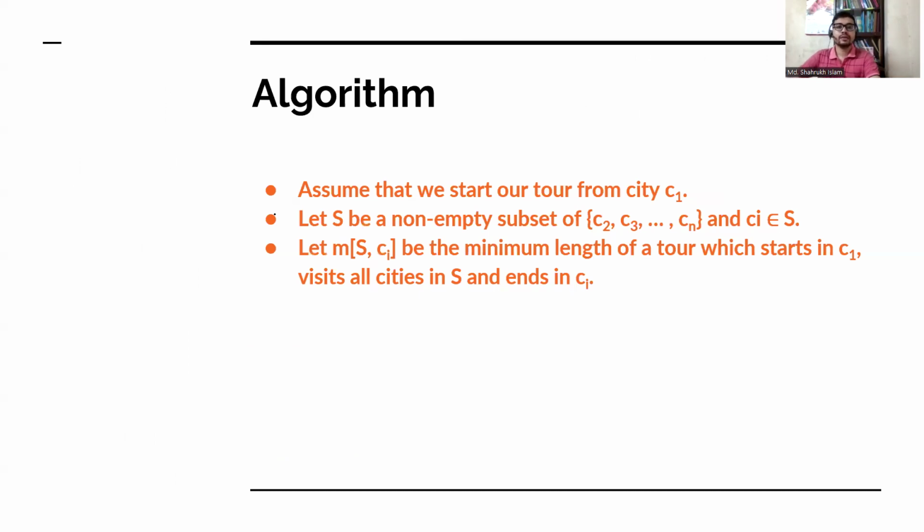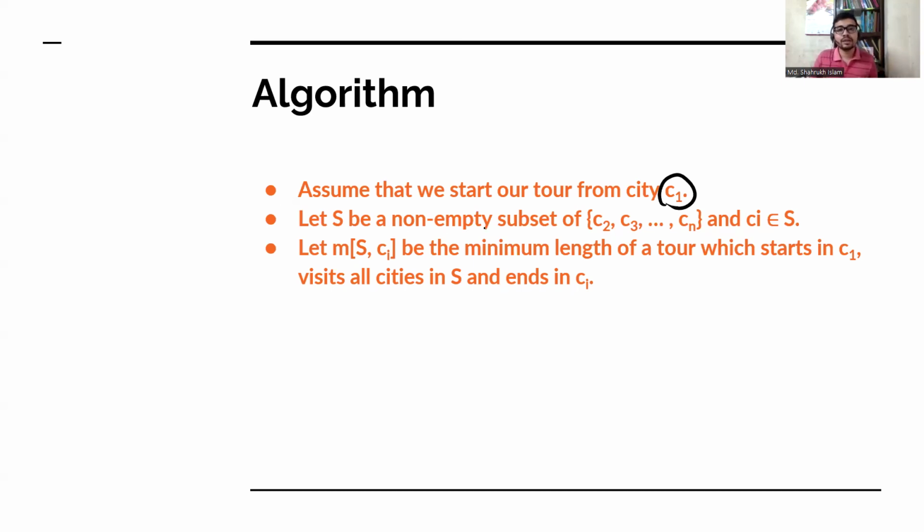We will use an algorithm to solve this problem. First of all, we will solve smaller sub-problems. Then we will use the solutions of smaller problems to solve the bigger problem. So we can assume that we can start from any city, right? Because this is a cycle. As this is a cycle, we can start from anywhere. So we are assuming that we are starting from city 1. You can also assume that you are starting from city 2 or city 3 and so on, no problem.